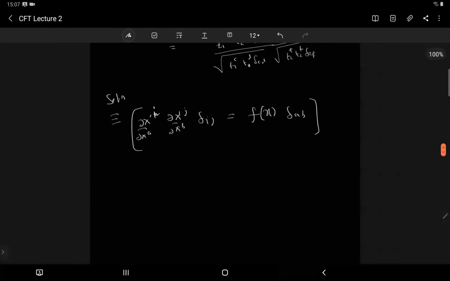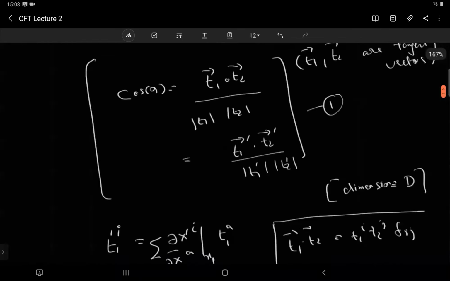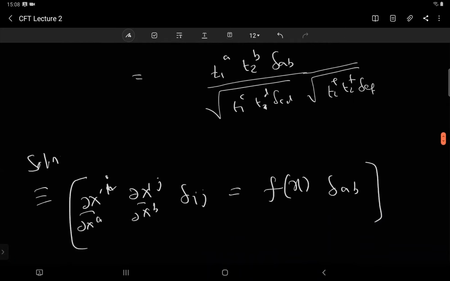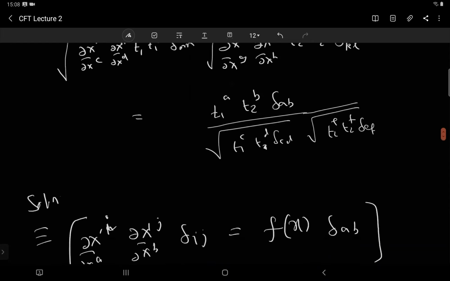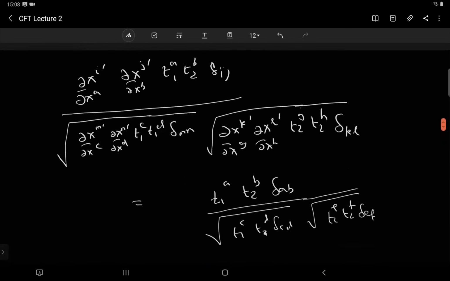I'll just try to argue a bit that, you see, the numerator and the denominator terms have to cancel, so that the full expression is the same, right? So what has to happen is that the transformation from the numerator and the transformation from the denominator have to cancel, so that cos alpha is the same. Now how can that happen? That can only happen if this whole expression is just some function times delta ab, so that inside the square root you'll pick up 2 square root of f, and in the numerator there will be a single f, and they will cancel.